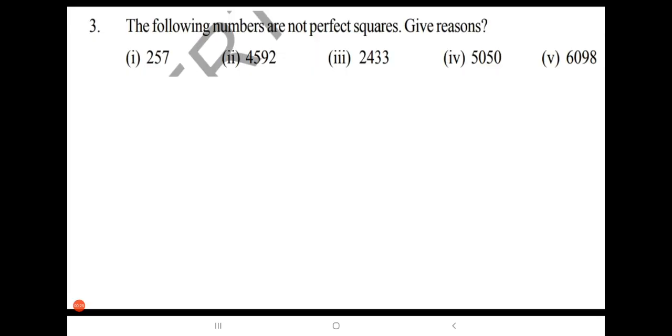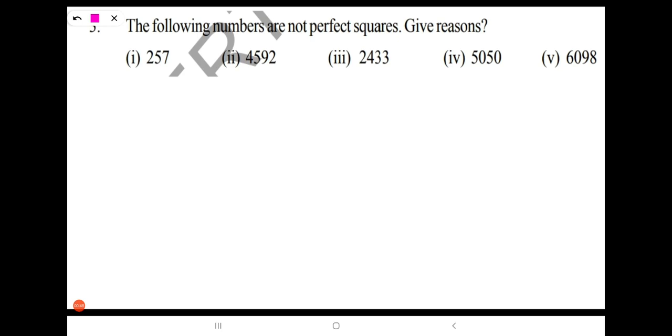Look at the question. The following numbers are not perfect squares. Give reasons. So the given numbers are all not perfect squares, and we have to write the reasons for that. Okay, right. So we have one property of square numbers.